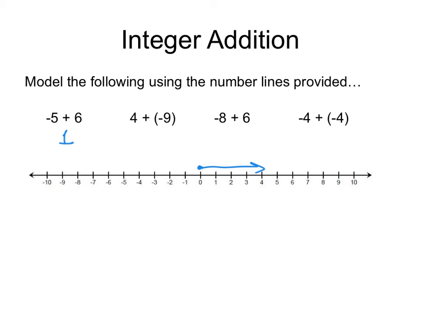All right, let's model the next one. I'm going to start at negative 8 and then add 6. So I start at 0. I go out to negative 8, and now I'm going to add positive 6, which means I'm going to go to the right. So I'm going to go 1, 2, 3, 4, 5, 6, and I end up at negative 2.